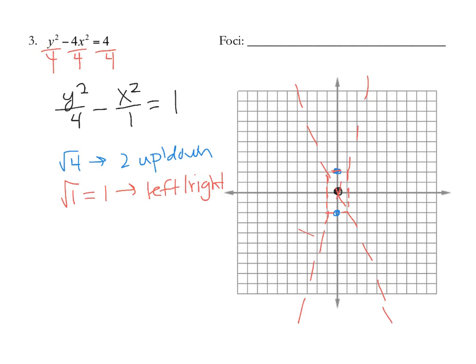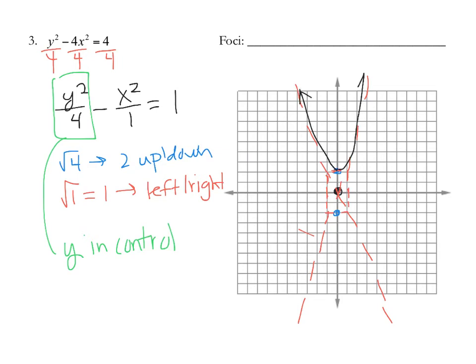But then we need to decide where our hyperbola is going to go. That first fraction has y, so we know y is in control, which means it's facing up and down, which is where we'd put the dots down. So we're going to have a hyperbola up here, and then the other branch of it is down there.